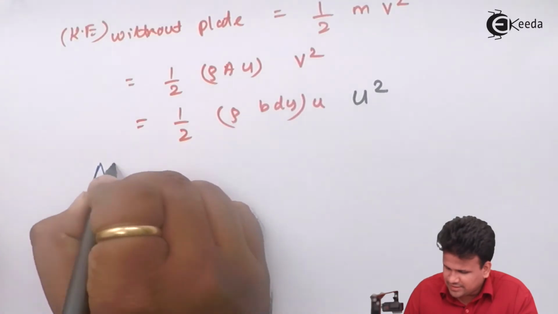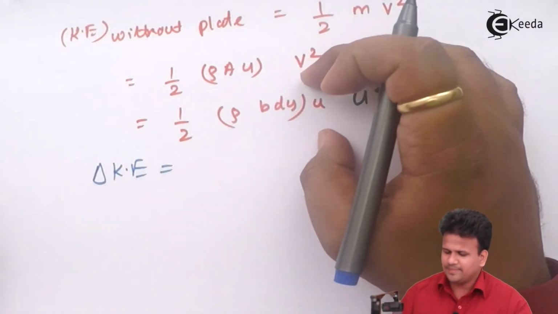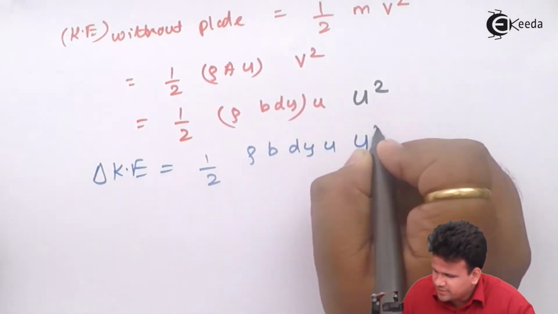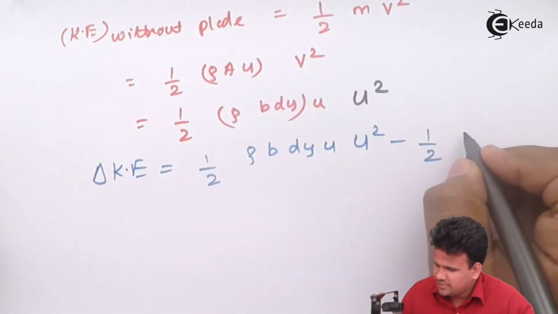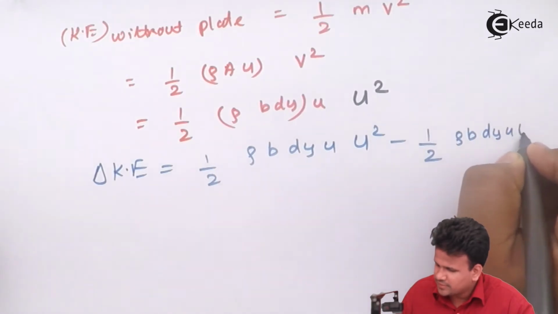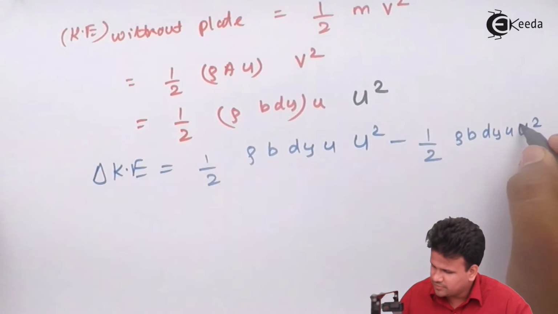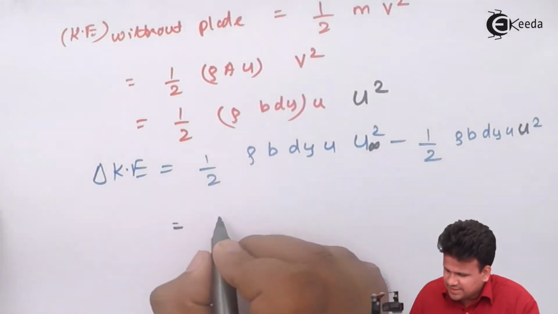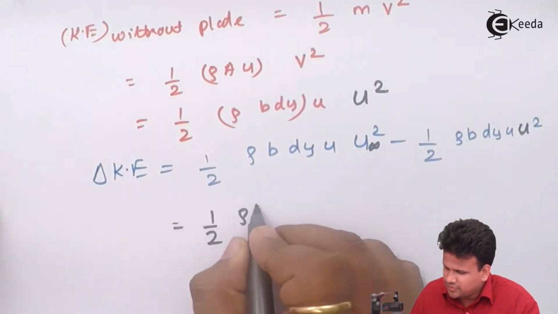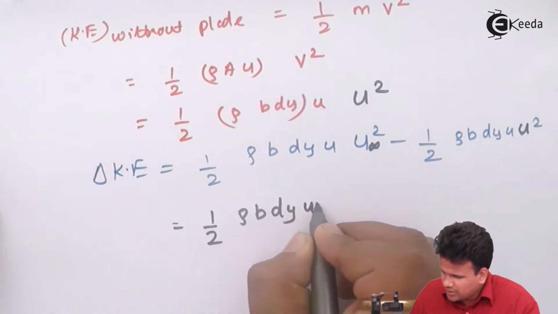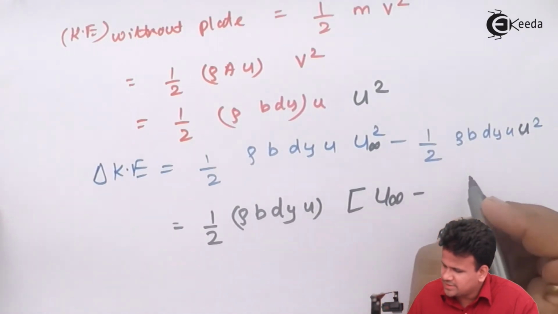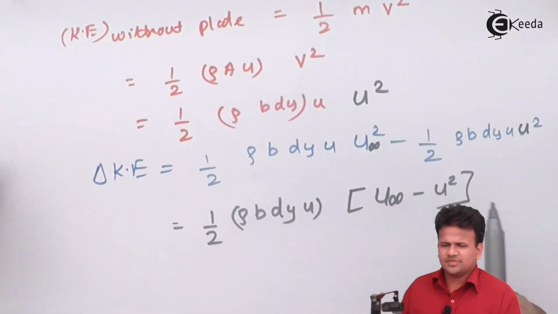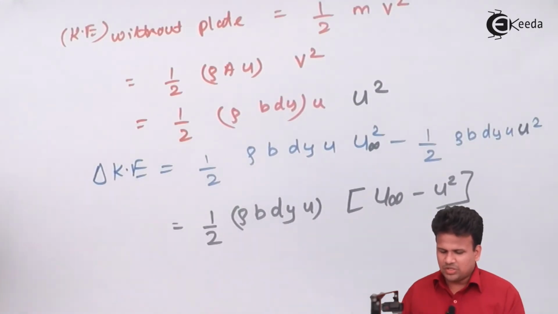So the total loss in kinetic energy will be equal to the final energy minus the initial energy. So this will be equal to half rho b dy small u capital U square, which is this equation, minus half rho b dy into u cube. So now this will be small u cube, and let us consider this U as u infinity for our convenience, since there are two different terms. So this is equal to, we'll take this common as half rho b dy into small u into u infinity square minus u square. Now u infinity is the free stream velocity, and small u is the velocity at a distance y. So this is the loss in kinetic energy.